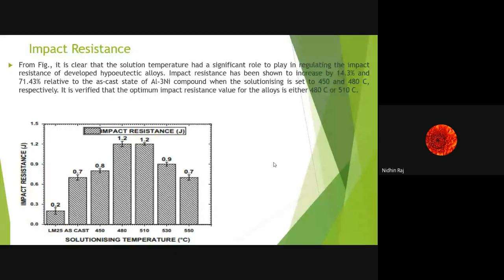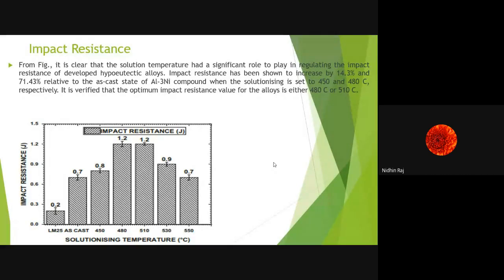it was 0.7, and then for 450 degrees it was 0.8, and then suddenly we got a rise to 1.2 for conditions 480 degrees Celsius and 510 degrees Celsius. And then afterwards, for 530 degrees Celsius, the impact resistance reduced to 0.9, and then further reduced to 0.7 for 550 degrees Celsius. Now, it is clear from this figure that the solutionizing temperature has a significant role to play in regulating the impact resistance of the developed hypoeutectic alloys.